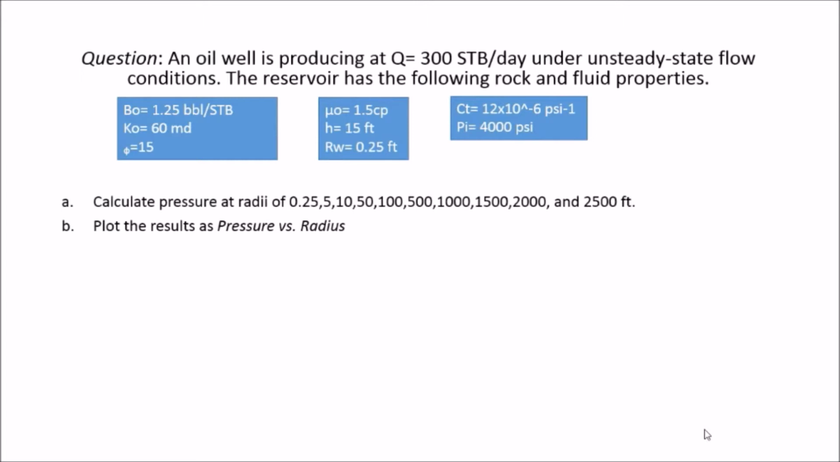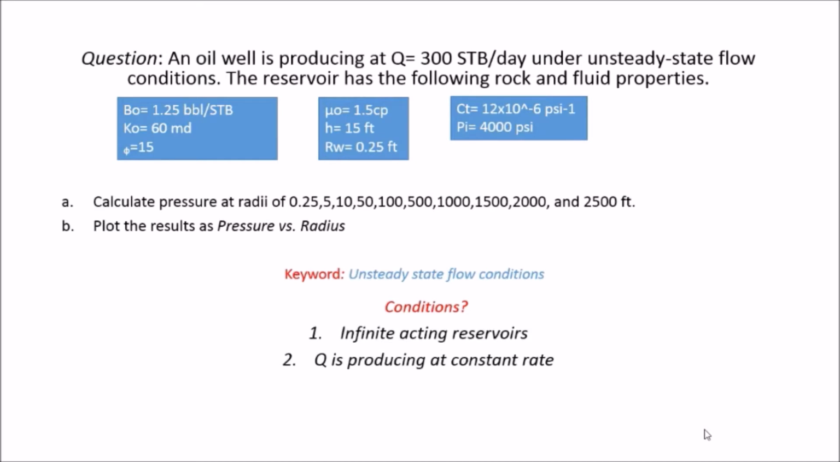So what is the keyword? The keyword is unsteady state flow condition. So there are four assumptions. The first one is infinite acting reservoir. The second one is Q is producing at constant rate. The third one is Pi uniform when Q begins. And the last one is no flow across outer boundary.